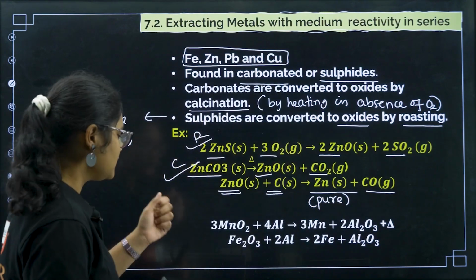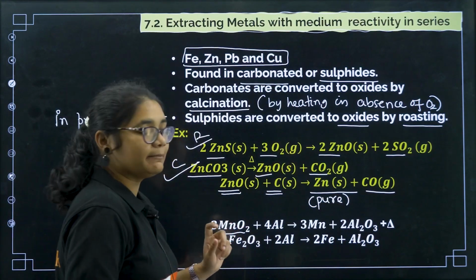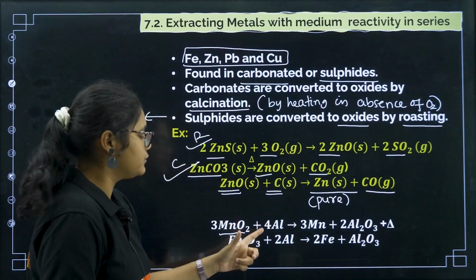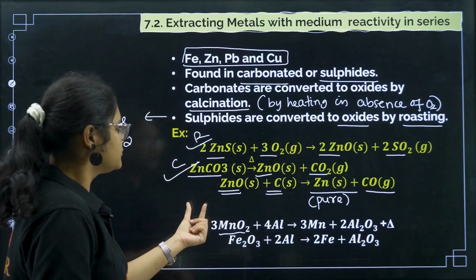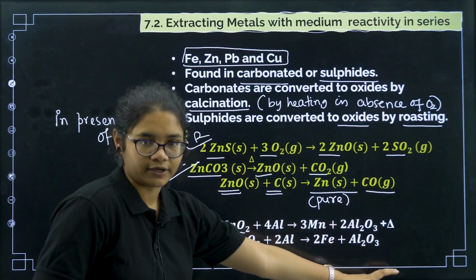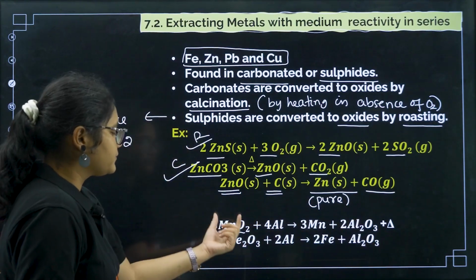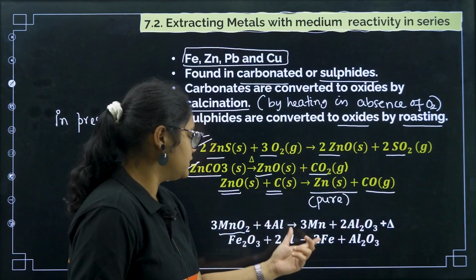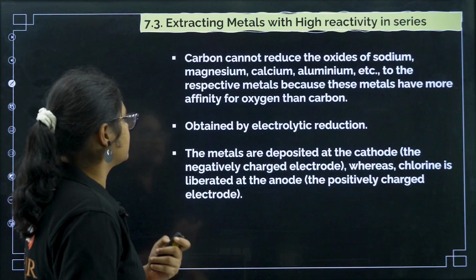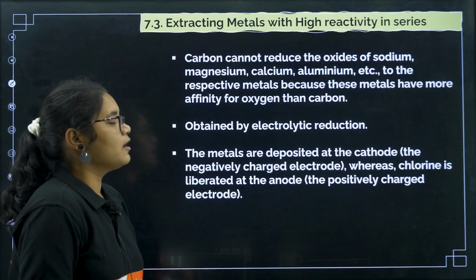Okay. Next you can see, for example, MnO2. It is not that carbon is always used for reduction; you can use even aluminium for reduction. So MnO2 plus Al will give you Mn plus Al2O3. Similarly, Fe2O3 plus Al will give you Fe plus Al2O3. Okay, clear? Fine.